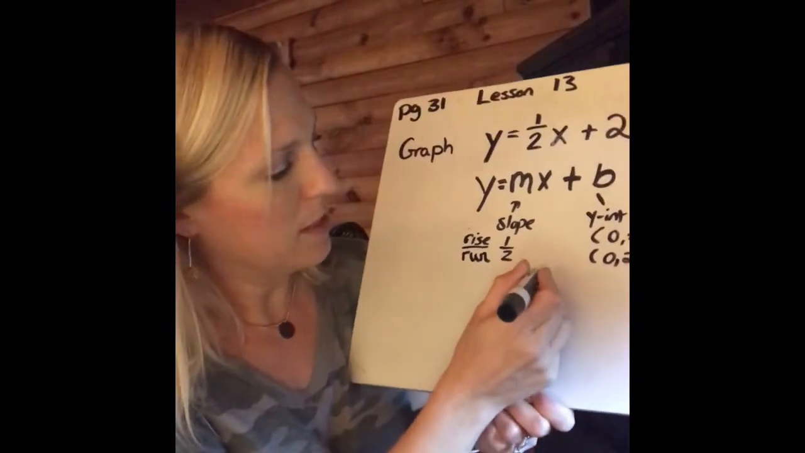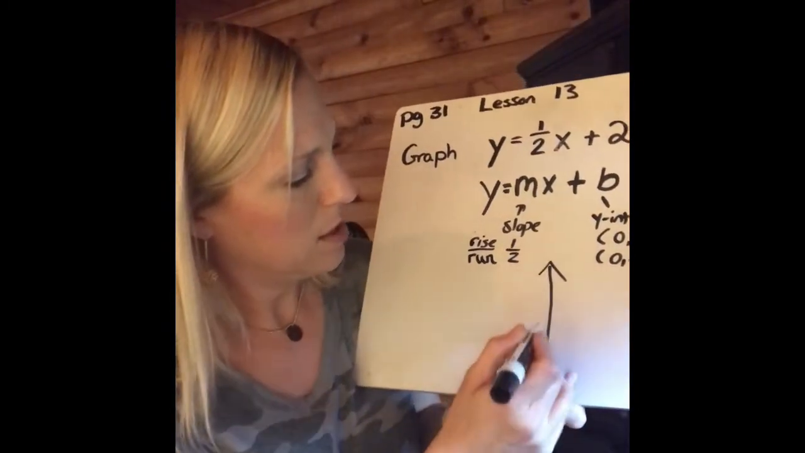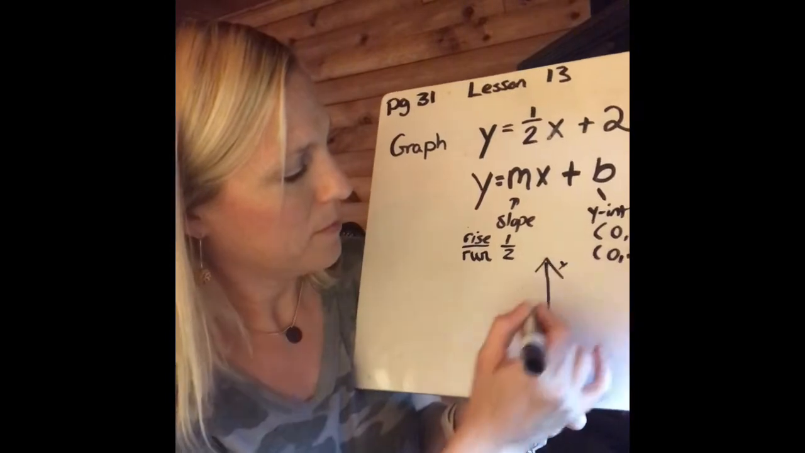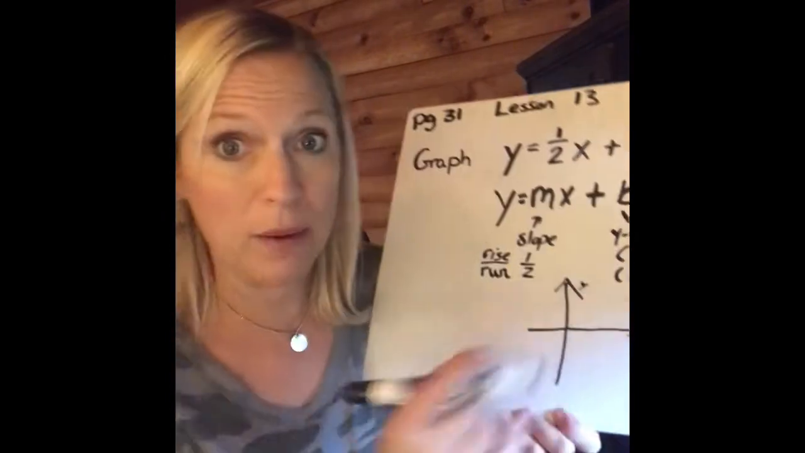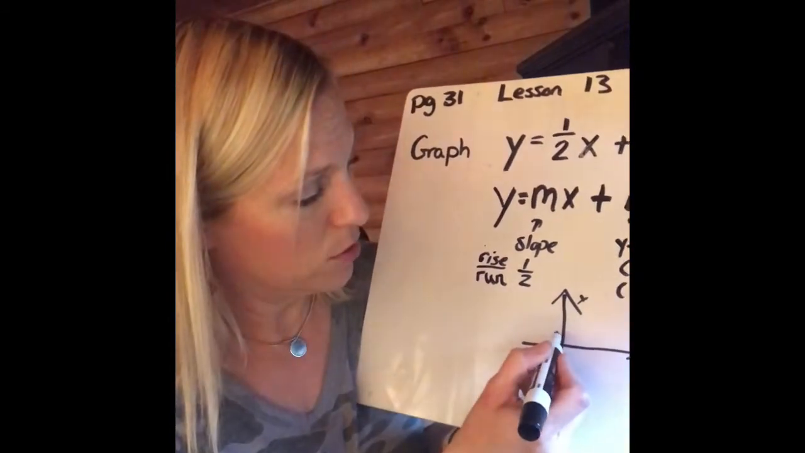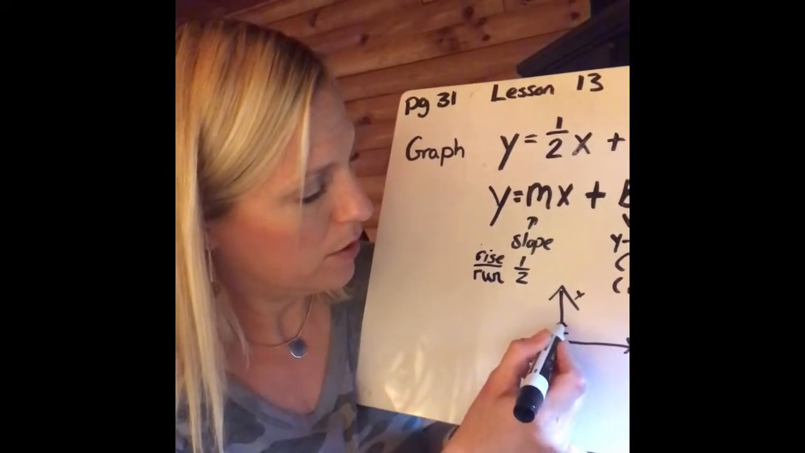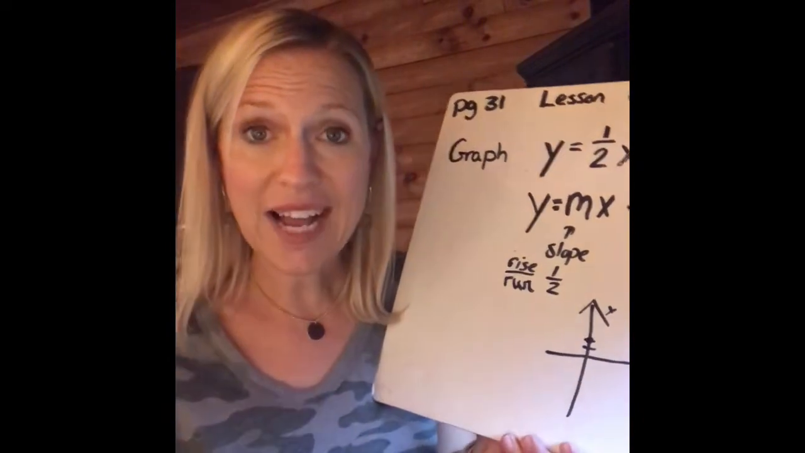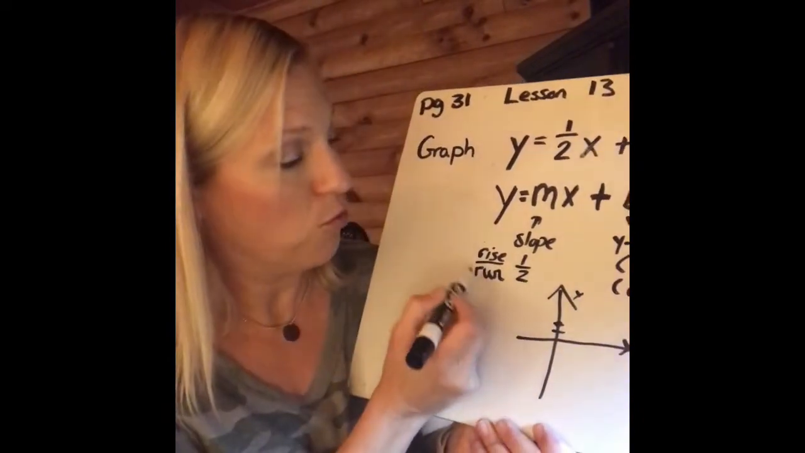So if we were to make our coordinate plane, here's your y-axis, right? So our first point that we're going to actually plot is the y-intercept. It is on the point 0, 2. Bloop, bloop. There it is. Now to find the next point, you need to follow the directions to the next point.